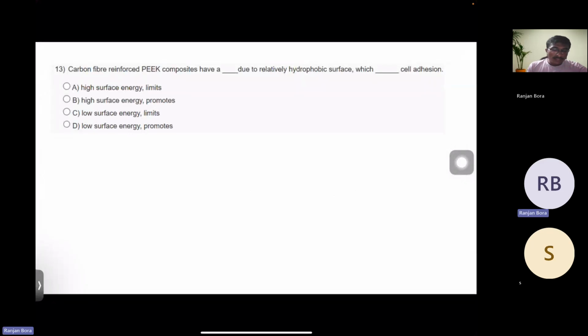So carbon fiber reinforced PEEK composites have a low surface energy due to a relatively hydrophobic surface. Hydrophobic means they are resistant to water. They don't react with water. Hydrophobic. That's why they limit cell adhesion. So option C is correct.